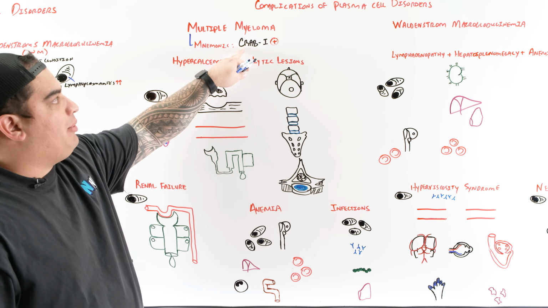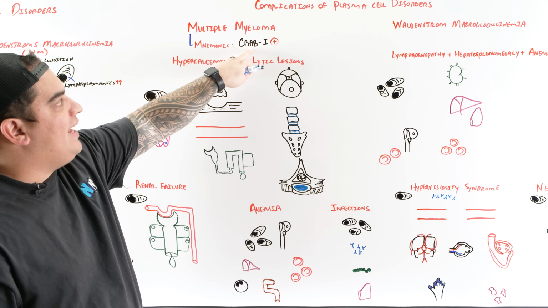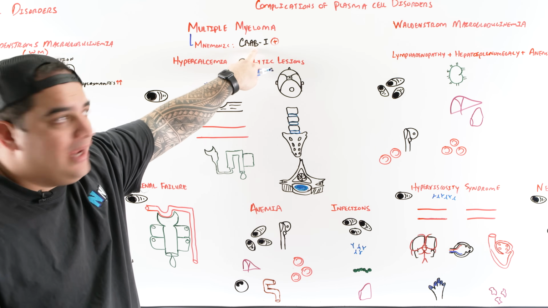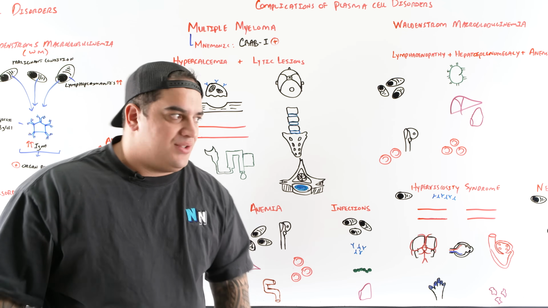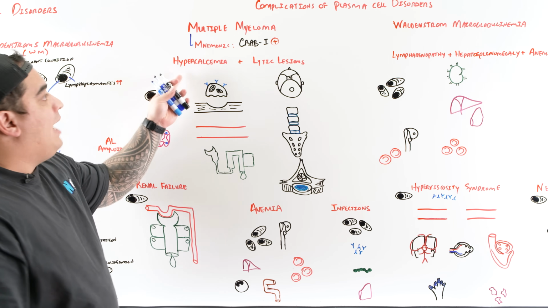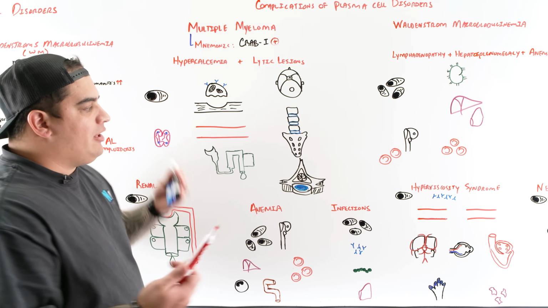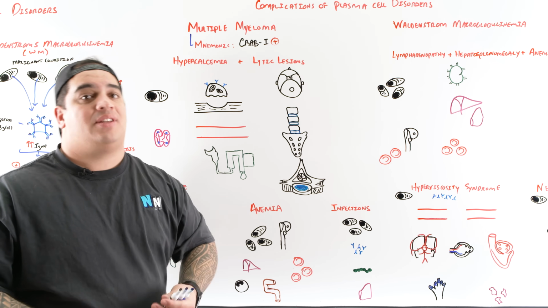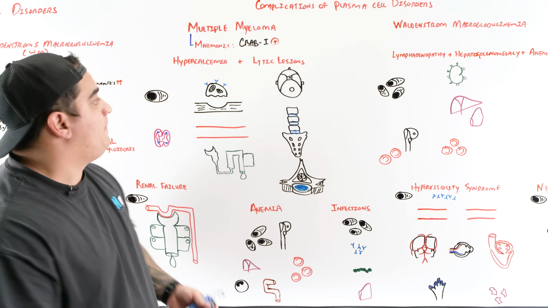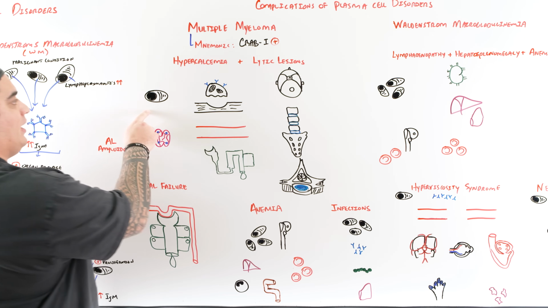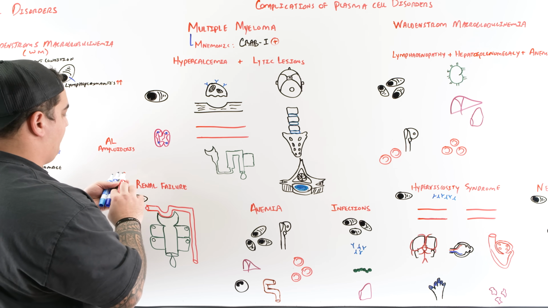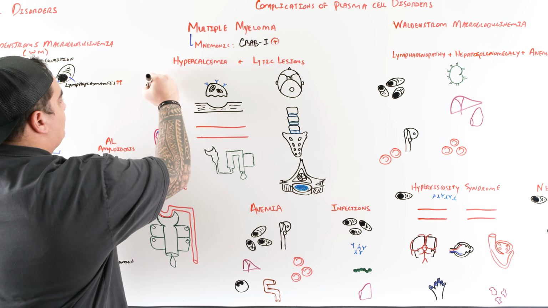So C is hypercalcemia, R is renal failure, A is anemia, B is bone pain, and then I is infections, especially recurrent ones. So hypercalcemia and lytic lesions, I want to talk about these together because they have similar presentations, and these are oftentimes the way that these patients may present. So in patients with hypercalcemia or lytic lesions, here you have your plasma cell. Right? This is your plasma cell.